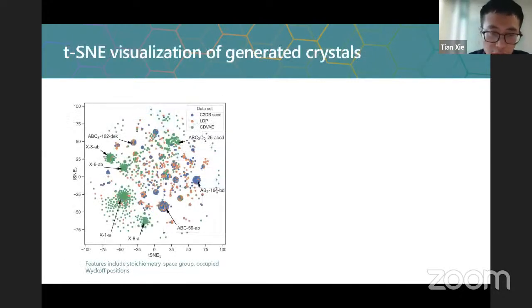And so these are the structures. This is a t-SNE visualization of the generated structures from their paper. In here, the blue dots are the stable training structures, while the orange dots are structures generated by the substitution approach, and the green dots are the structures generated by our model. As you can see, our model generates more diverse structures compared with the substitution approaches, because it was able to generate new structure prototypes that you cannot get with substitution approaches.